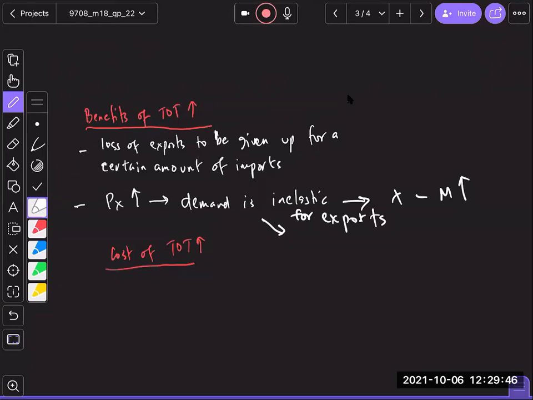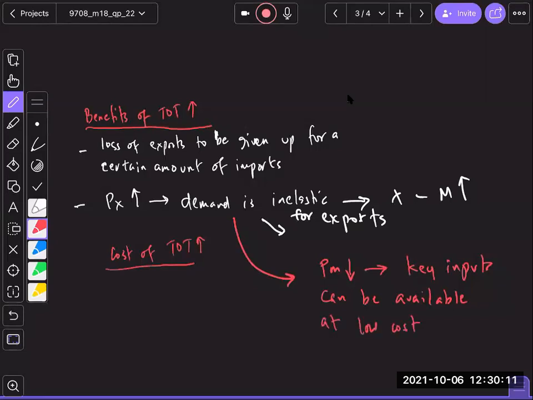Any other advantage that we can think of? Exports becoming expensive, imports becoming cheaper. Well, if imports are becoming cheaper, then you can say that key inputs can be available at low cost, and that can cause lower inflation. Maybe that's an effect that you can talk about. Yeah, cost of production goes down, low cost push inflation. That's a good point. I would like to say the same thing.